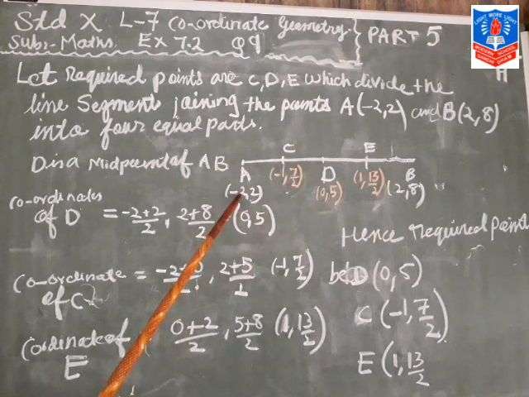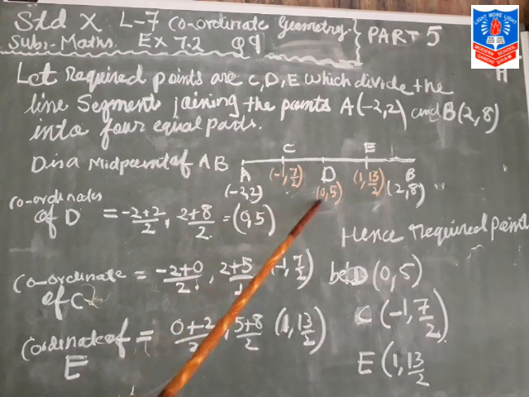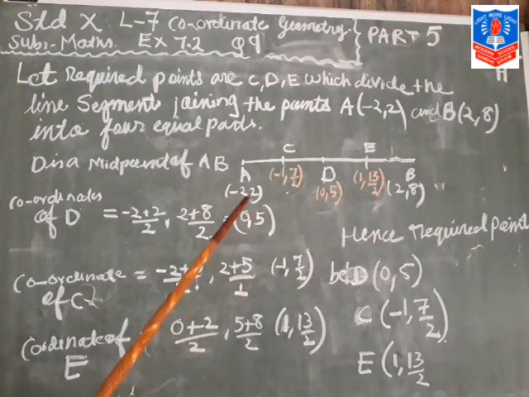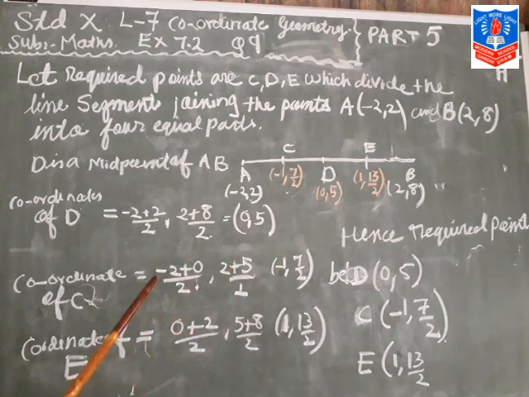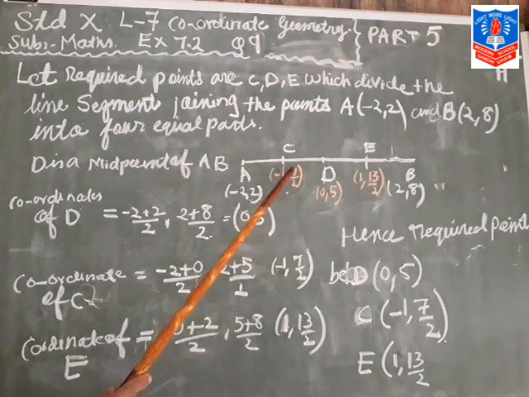So, now C is the midpoint of AD. So, now AD, this one and this one. Okay. So, now what we will write? Coordinates of C: -2 plus 0, and 2 plus 5. Okay. So, -2 plus 0 over 2 is -1. So, now -1 and 7 upon 2. Clear? So, we will write -1, 7 upon 2.